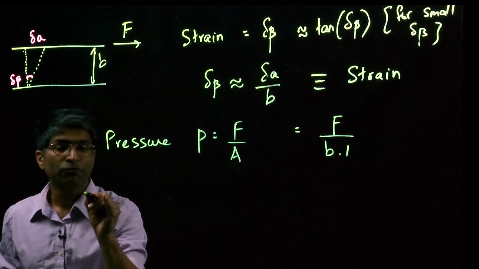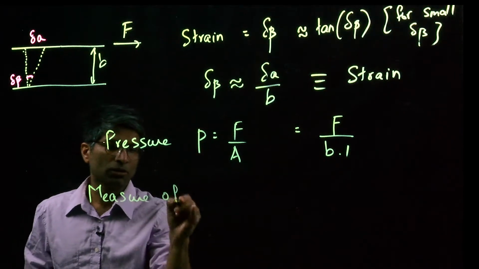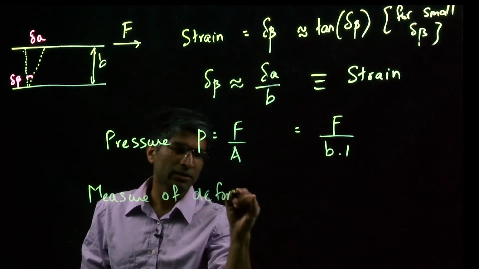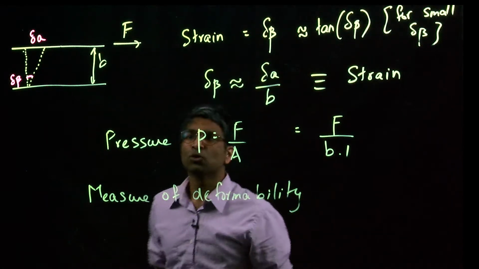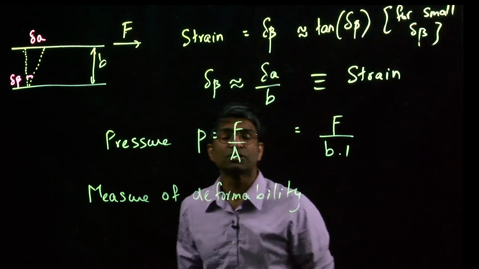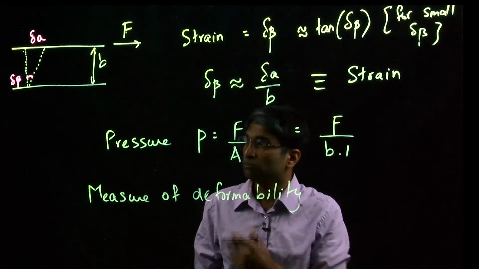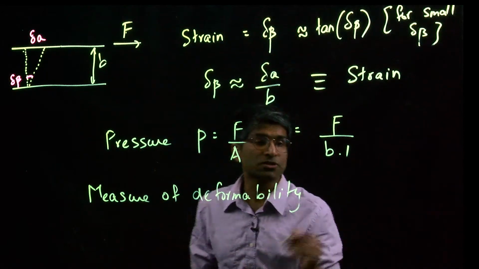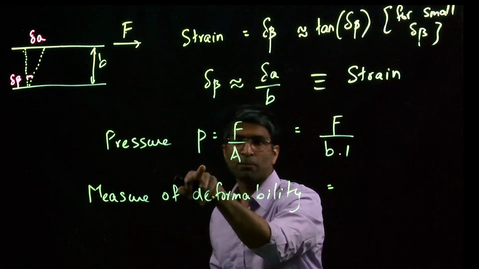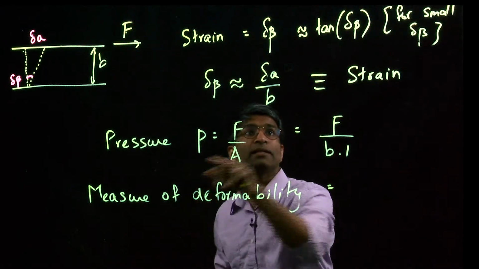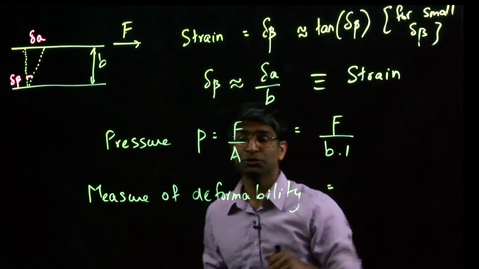So one measure of deformability for the solid is typically a Young's modulus. But more generally, what we want to do is quantify how that solid, or the material really, responds to an applied stress. So this is my applied force, which translates to an applied pressure, and I want to relate that to the resultant strain, which in this case is the angular deformation.